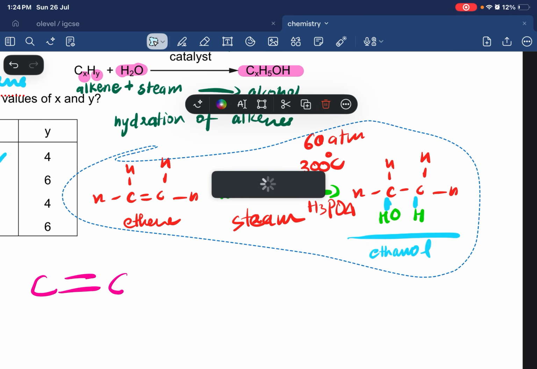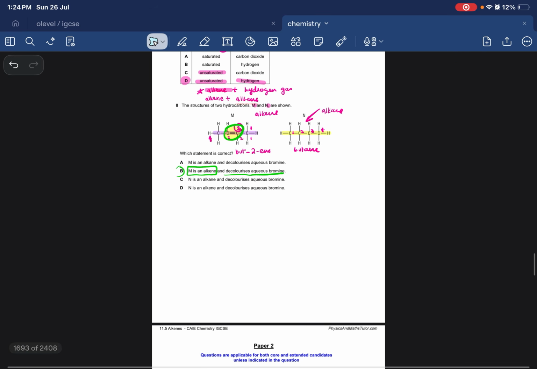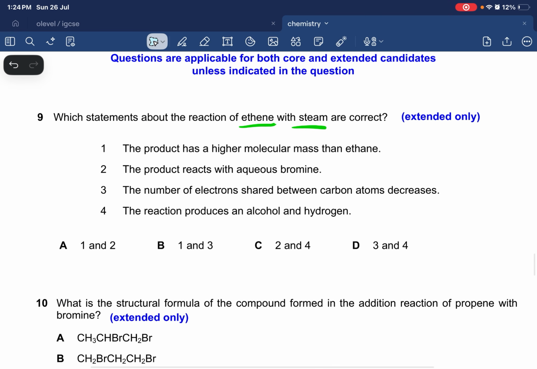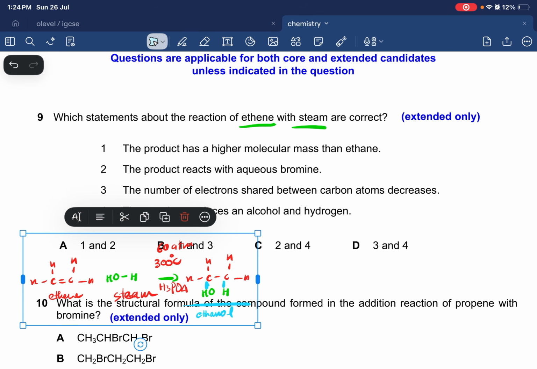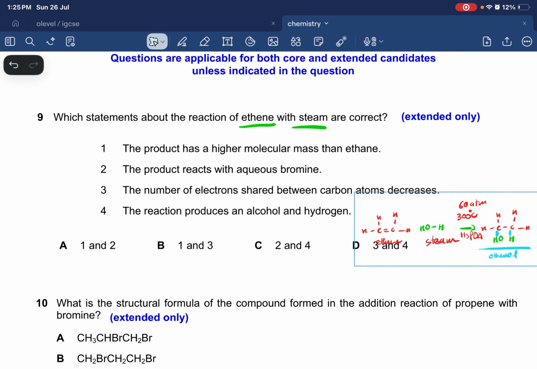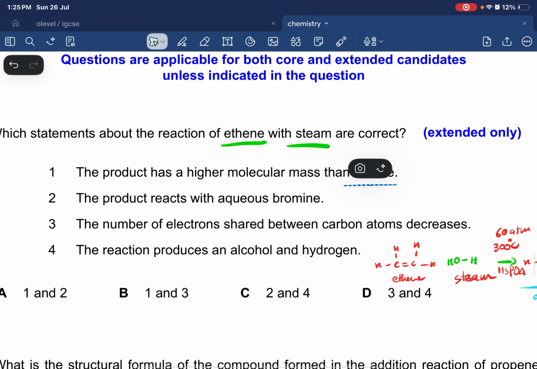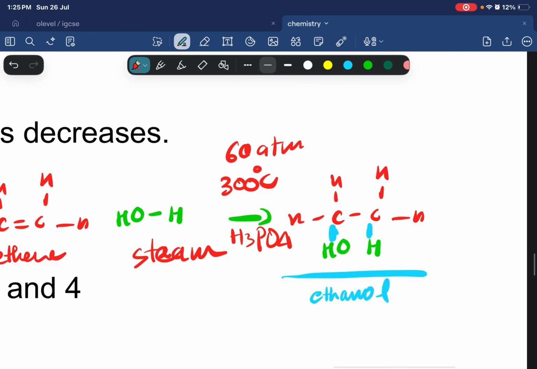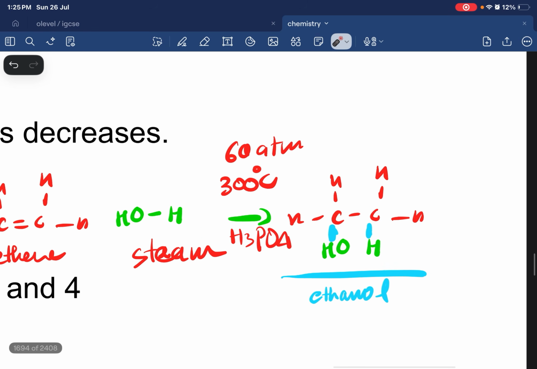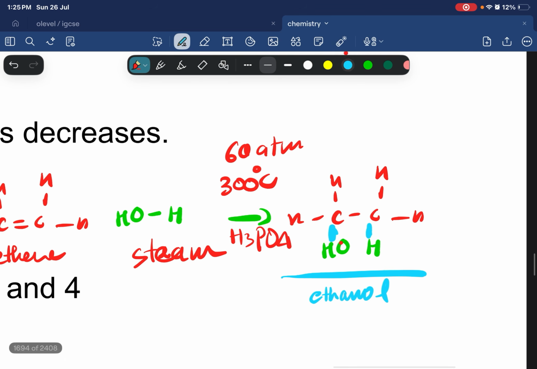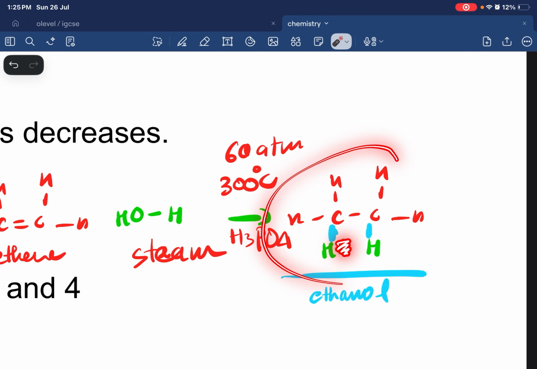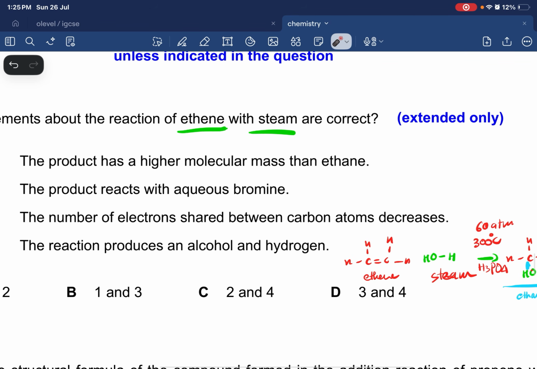So we copy this stuff, and then we paste the stuff over here. Yeah, okay, let's paste it here. The product has higher molecular mass than ethane. Well, let's calculate it. The product is ethanol. I think that makes sense: if it's ethane, we don't have the oxygen. If we eliminate the oxygen, this is going to become ethane, right? So obviously ethanol is going to have more mass than ethane because ethanol just has an extra oxygen. The product has higher molecular mass than ethane. Well, that's correct.